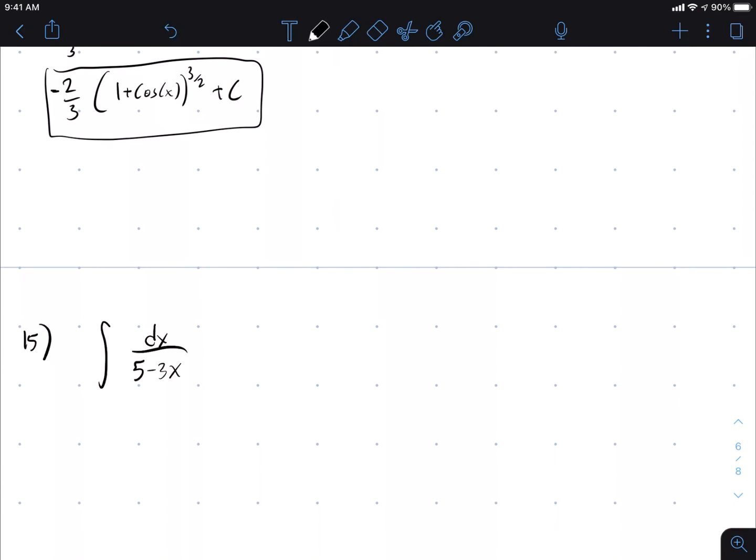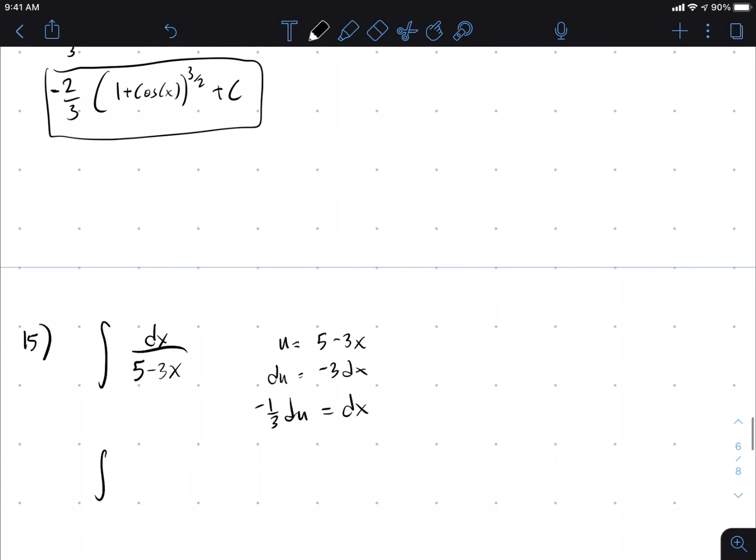Because it looks really complicated to me. So in this problem, the only function that I have is 5 minus 3x. So I'm going to make that my u. And I'm going to go 5 minus 3x. And then when I take the derivative, I'm going to get a negative 3 dx. So I'm going to get a negative 1/3 du is equal to dx.